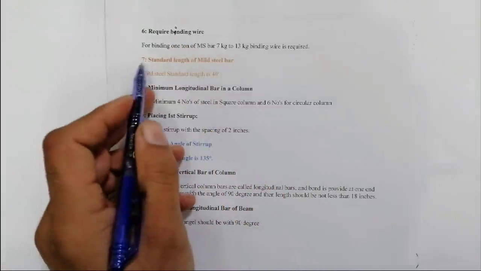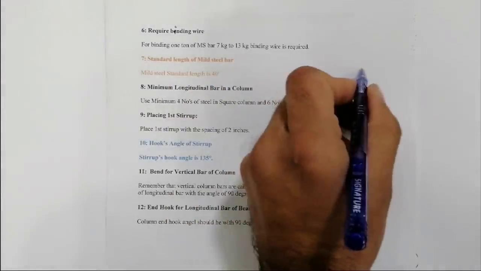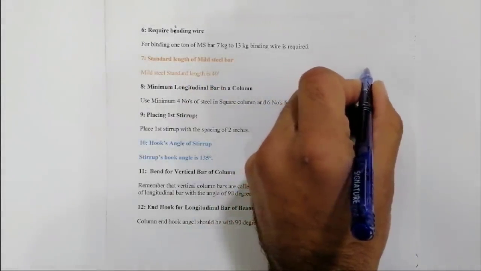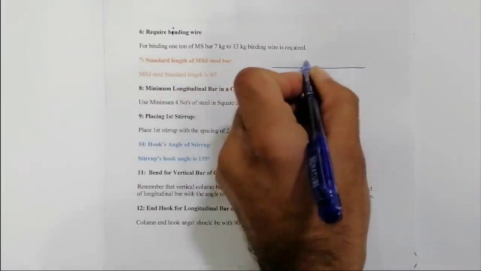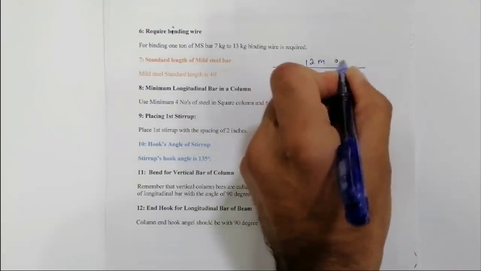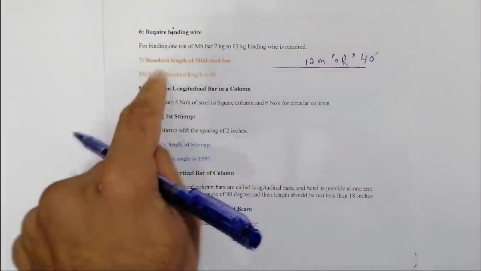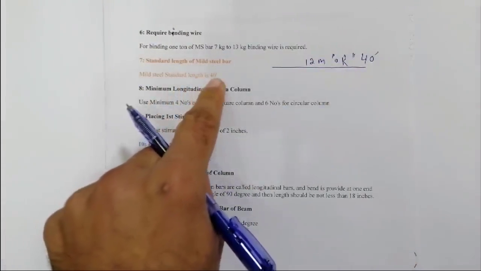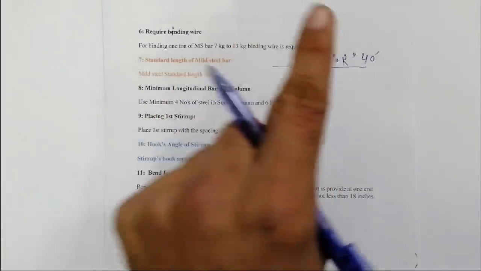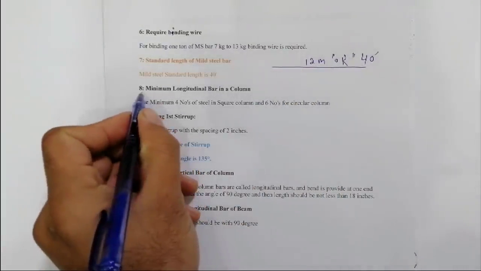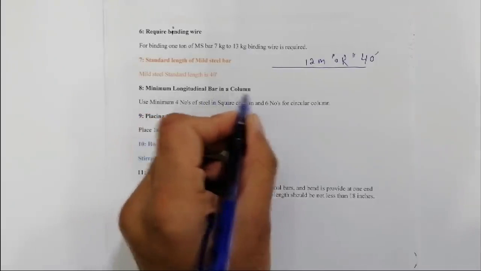Now we have the seventh one, standard length of mild steel. Means in company they send us standard length of steel, that's 12 meter or 40 feet, right? So mild steel standard length is 40 feet or 12 meter. They send it from the company. So now the eighth one, that's about minimum longitudinal bars in a column.